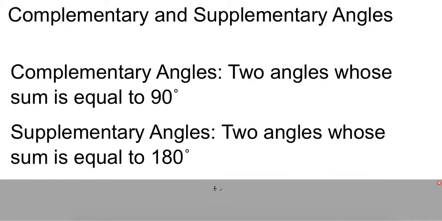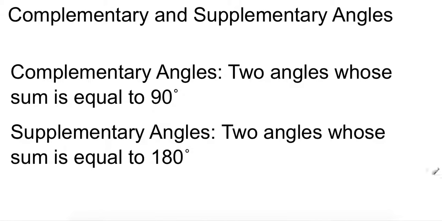Before we go into measuring complementary and supplementary angles and finding their missing angles, let's first go over the definitions. A complementary angle is two angles whose sum is equal to 90 degrees, and a supplementary angle is two angles whose sum is equal to 180 degrees. Now let's go through a quick example.